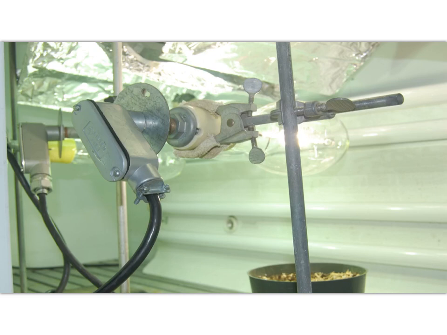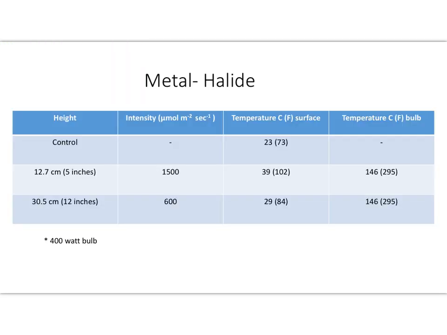Similar to the light bulb experiment done previously, I took 400 watt metal halide lamps and placed them in a growth chamber. We made measurements of light intensity and temperature at 5 and 12 inches below the lamps. The light intensity from the lamps is high. Notice the further away the lamp is from the surface that a decrease in light intensity occurs.